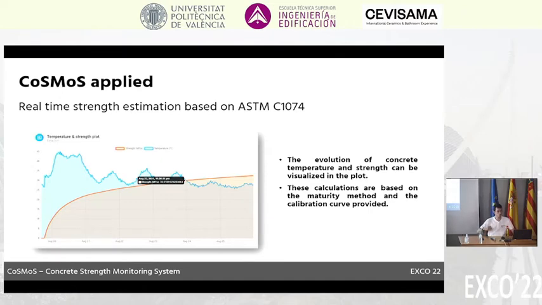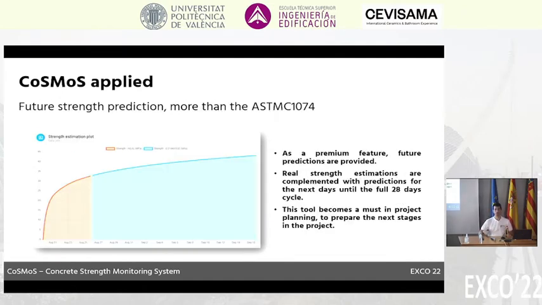But we have decided to go one step forward and assess future predictions, not only real-time estimations, but also future predictions on concrete. We see there the orange part of the curve is, as previously, the one that we have for real-time evolution of strength. But using data science and some algorithms that we've developed, we start assessing, until the full 28-day cycle of concrete curing, the estimation of future strength. And that really makes CoSMoS a very attractive tool for project planning, because you don't only know what's happening on the real element, but you can start assessing when to plan next stages of your building and when to prepare your materials and optimizing next concrete pourings.